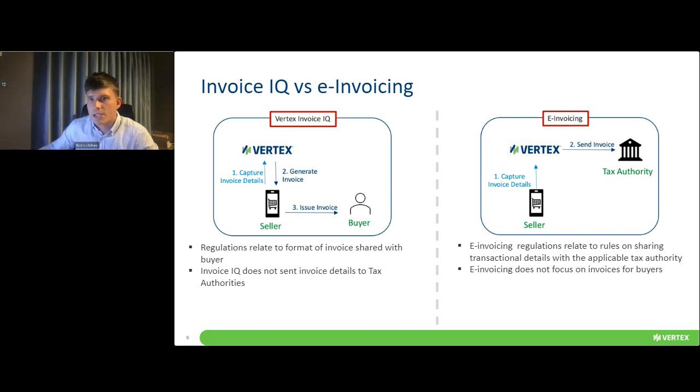When we look at e-invoicing, it's different in that it is regulation that sets out rules on that transactional data that is sent from the seller to the tax authority, generally in real time. But there the difference is the transactional data in e-invoicing is being sent to the tax authority, where with invoicing and our Vertex Invoice IQ product, it's around the document being sent to the buyer. So I just wanted to clarify that from the beginning so that there's no confusion in people's minds as we're walking through the product.